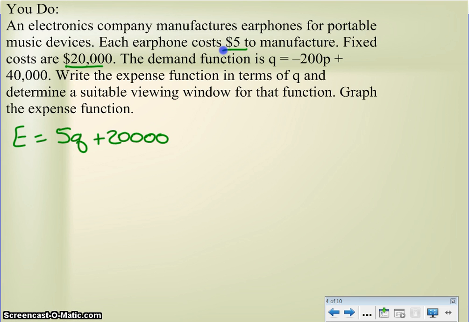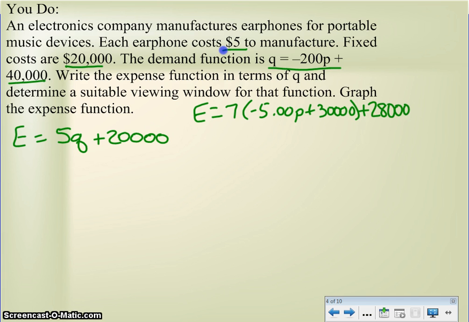Then it says the demand function is Q equals negative 200P plus 40,000. Write the expense function in terms of Q and determine a suitable viewing window for that function. Graph the function. So when we plug into our expense, we've got expense equals 7 times negative 5P plus the 30,000 plus the 28,000.